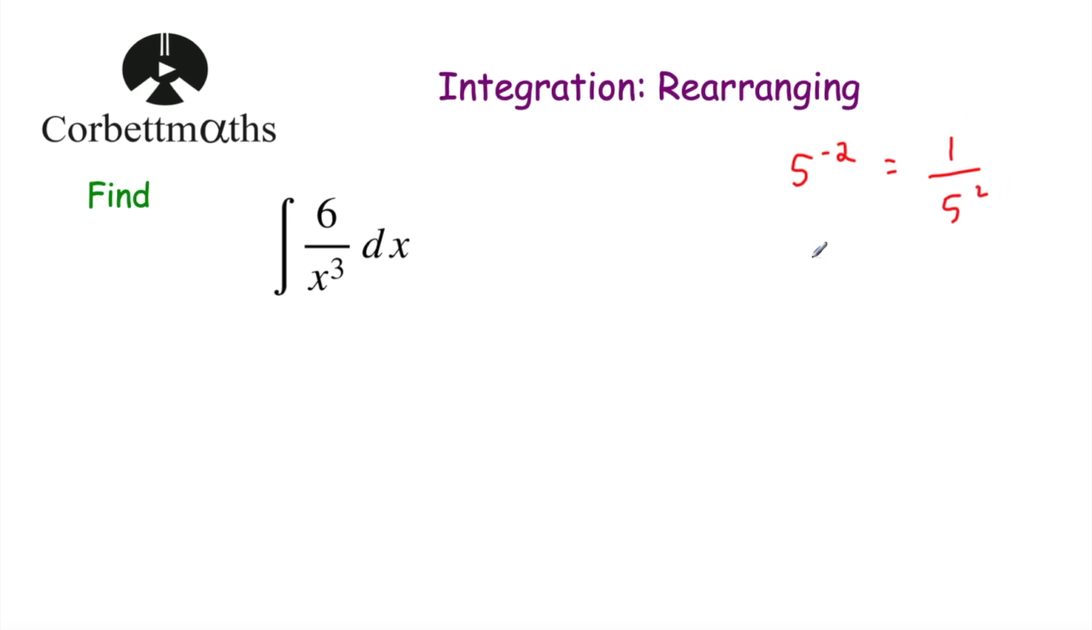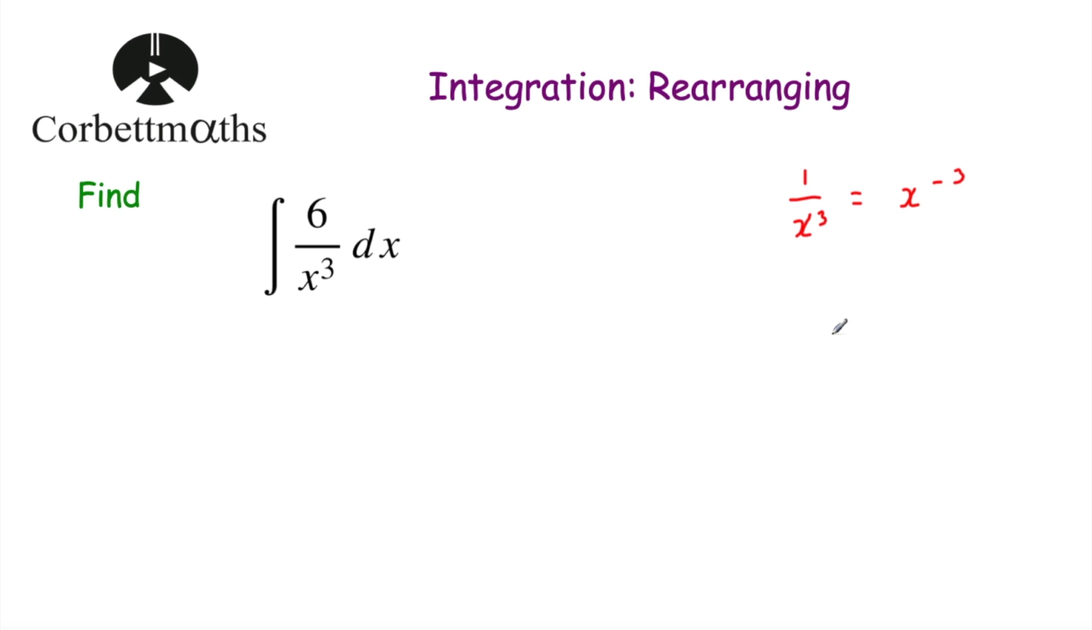So that means that if we had something such as 1 over 5 squared, we could write it as 5 to the power of -2. You could get rid of that fraction by bringing the 5 up and writing it as 5 to the power of -2. And that's exactly what we're going to do here.